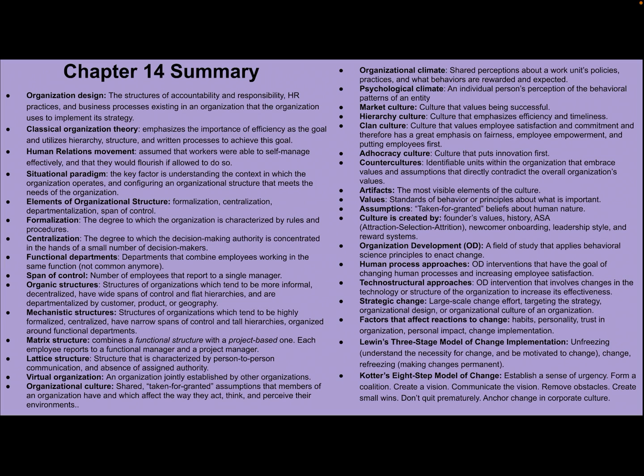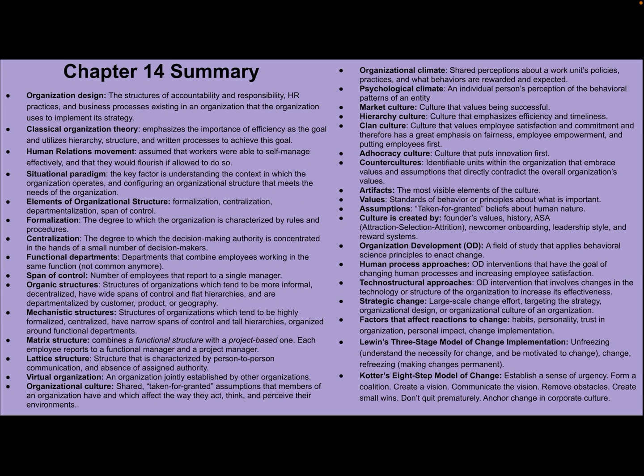Classical organization theory was the old school theory that emphasizes the importance of efficiency as the goal and utilizes hierarchy, structure, and written processes to achieve the goal. Very formalized, very manager-focused. Next came the human relations movement, which assumed workers were able to self-manage effectively. They would flourish to do so.